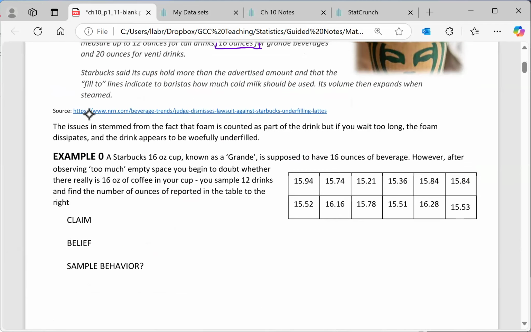So let's go ahead and start with our example. We've just read that a Starbucks medium is a 16-ounce cup known as a grande, and it's supposed to have 16 ounces of beverage. So whatever beverage that is, whether it be coffee, refresher, apparently latte, it should have 16 ounces. And this is more or less the way that the world works.